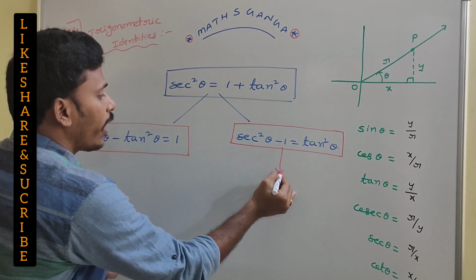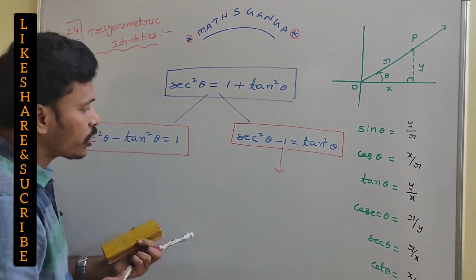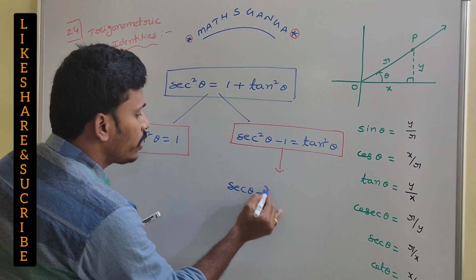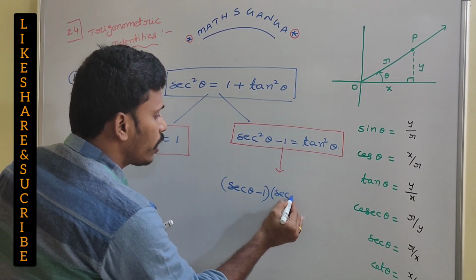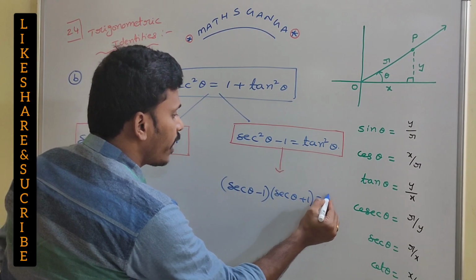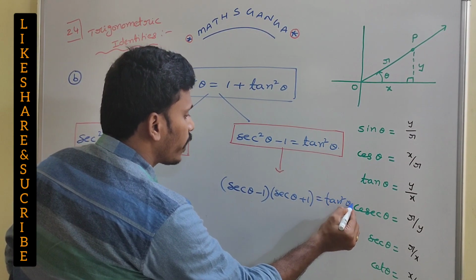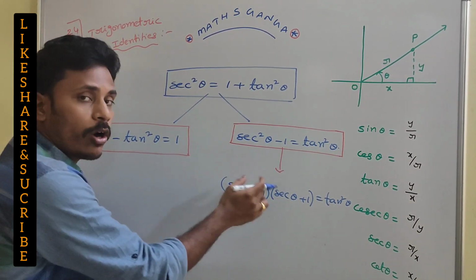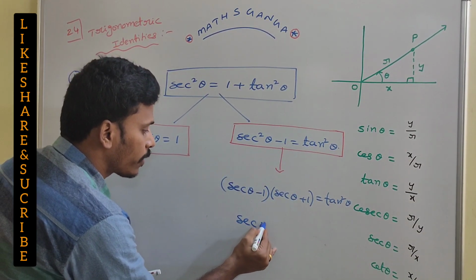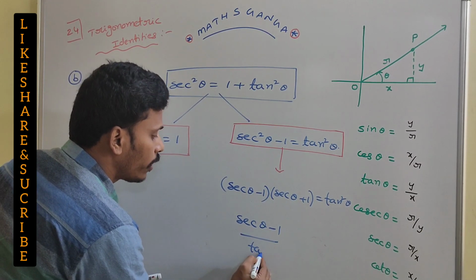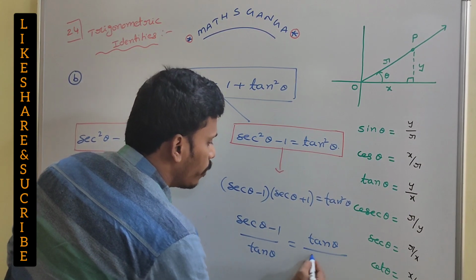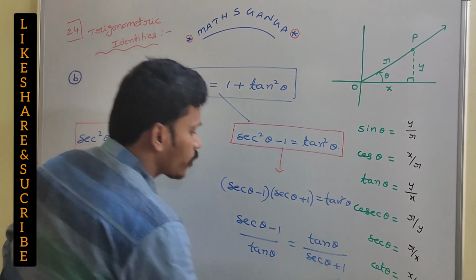Again, if you are ready to rewrite, you have a chance to write it like this. Secant square theta minus 1 is nothing but secant theta minus 1 into secant theta plus 1, whereas this side it is tan square theta, tan theta into tan theta. Send one tan theta this side and one term among these two that side, and it becomes like this. Secant theta minus 1 divided by tan theta equals tan theta divided by secant theta plus 1.